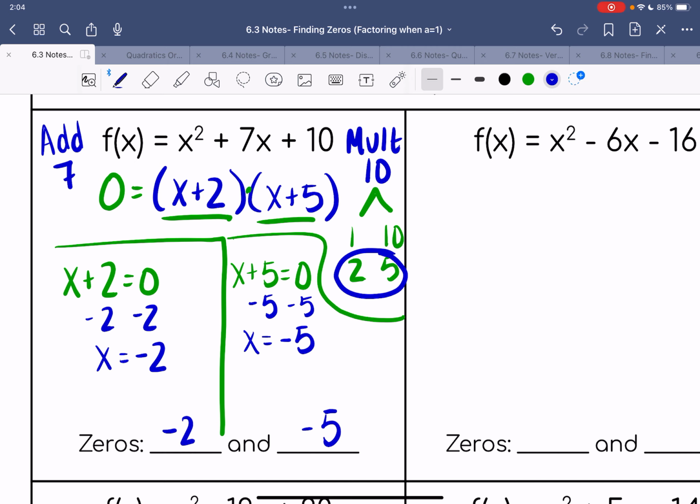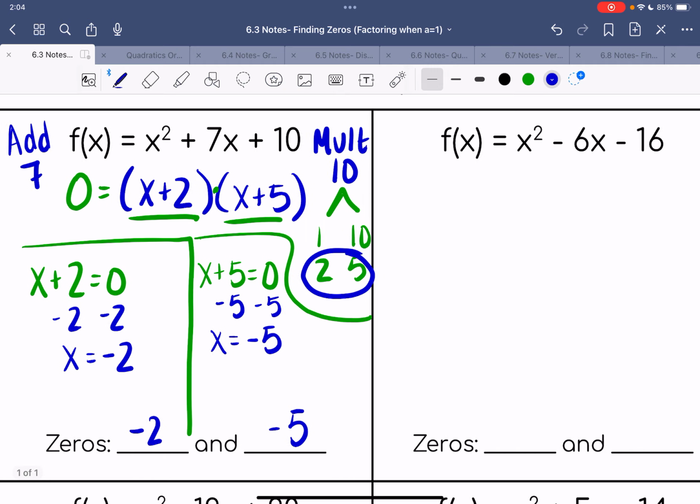So that was a lot of words there at the end, explaining to you guys that if you plug in either of these numbers, your entire equation will equal 0. Let's keep factoring, let's keep setting them equal to 0 and solving.